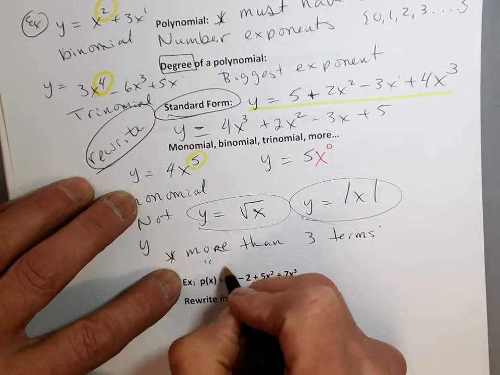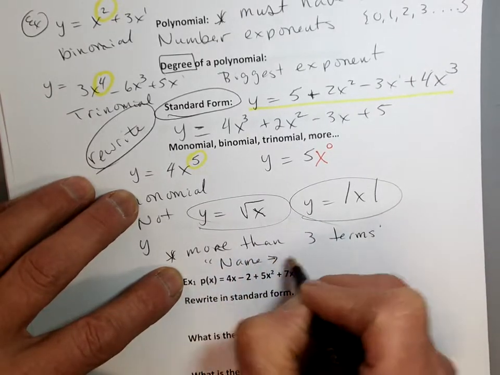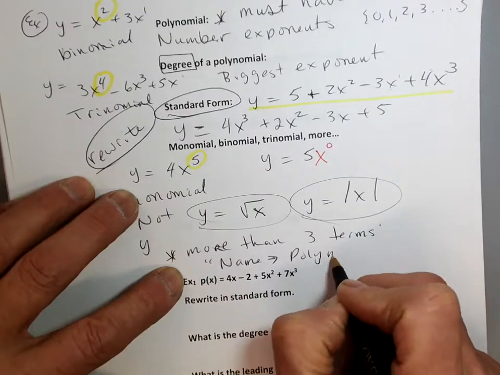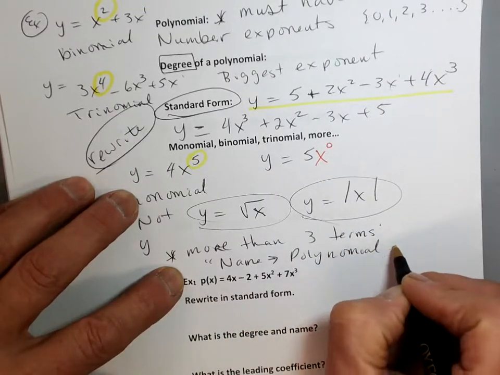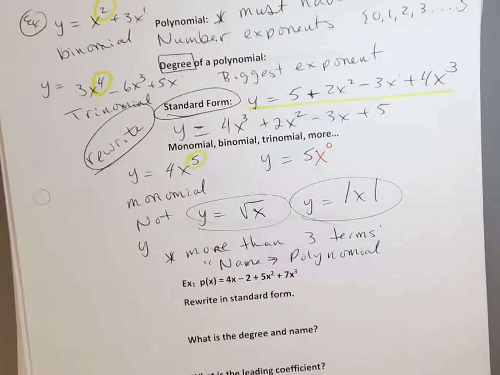The name will be just plain old polynomial. Okay? Does that make sense? We're not going to call it a quadnomial. They're silly. A pentanomial, hexanomial, septinomial, octanomial, nonomial, decanomial, dodecanomial. No. Just call it a polynomial. Got it? Okay. All right.